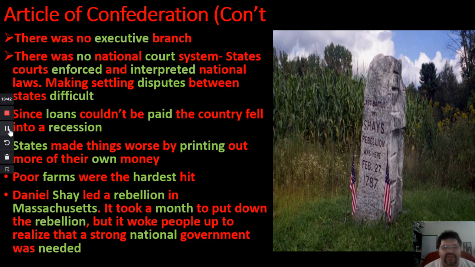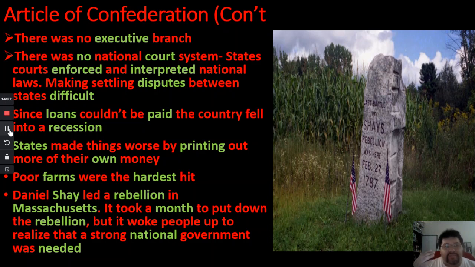So when that happened, farmers were hit the worst, because any money they had was basically worthless, and they couldn't pay back their loans for the land they bought. The regulated trade messed things up, so they couldn't sell their goods at a good price. What ended up happening was a farmer named Daniel Shays led a rebellion in the state of Massachusetts. They almost tried to take over the state, and it took about a month to squash the rebellion.